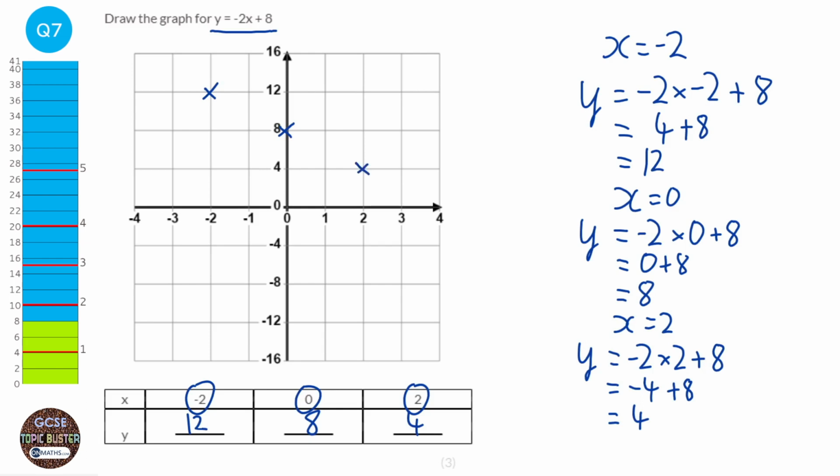So we get our ruler to be able to draw this in. We try our best to make sure it's as neat as we can. And make sure it continues on for the whole graph.